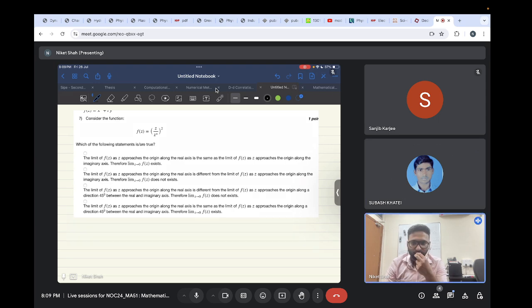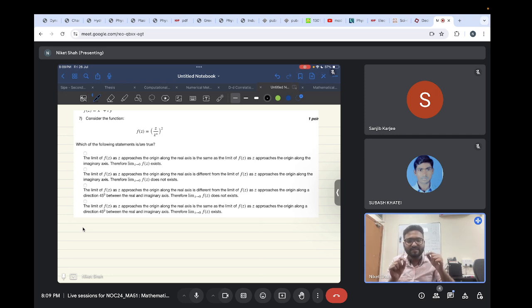Okay, so what the question is asking: if you read the first statement, the function is given and they want to check the statements. The first statement is that the limit of f of z as z approaches the origin along the real axis is the same as the limit of f of z as z approaches the origin along the imaginary axis. So we have some f of z and we want z to approach 0, basically the origin, from two different directions.